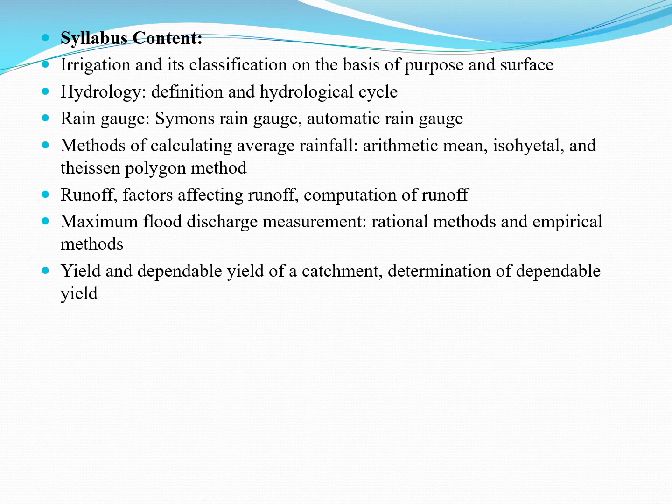Next are the methods of calculating the average rainfall. In that, there are three methods explained: arithmetic mean, next is the isohyetal method, and the third one is the Thiessen polygon method. Next content is runoff, based on that, factors affecting runoff and computation of runoff.